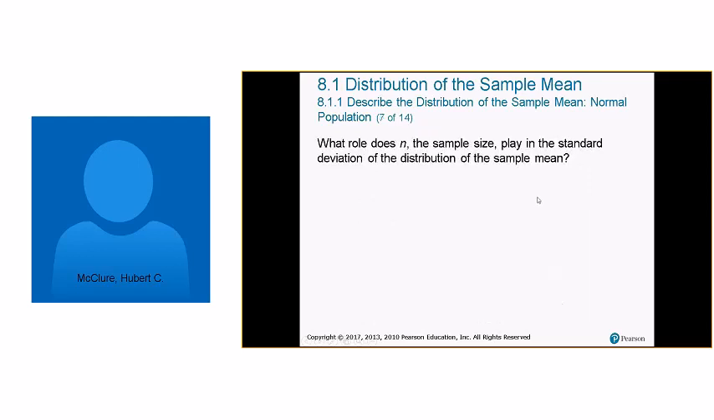This is just information. What role does n, the sample size, play in the standard deviation of the distribution of the sample mean? As the size of the sample increases, this is your large number rule, the standard deviation of the distribution of the sample mean decreases. So you might want to write that down just as general: as the size of the sample increases, the standard deviation decreases. That's not testable, but it's something you might want to put in your brain housing group.